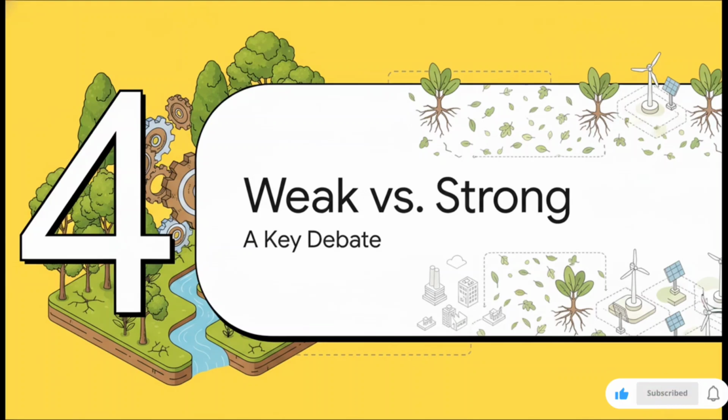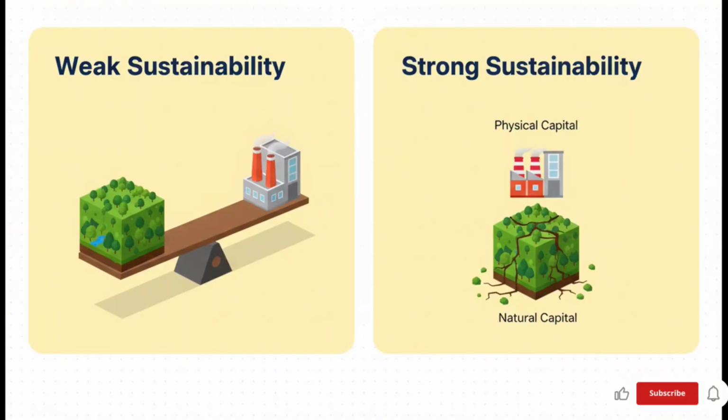And listen up, because this is a very, very likely exam question, so you'll want to pay close attention to this next part. The entire debate between weak and strong sustainability. It all boils down to one powerful word: substitution. The weak view says, yeah, you can substitute one for another. For example, you can cut down a forest, that's depleting natural capital, as long as you build a factory of equal value, which increases physical capital.